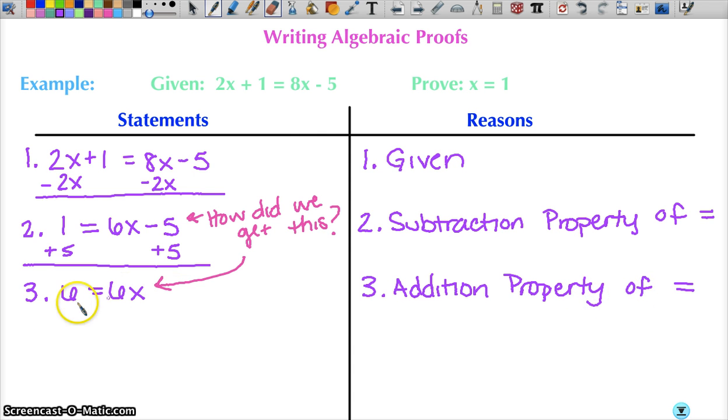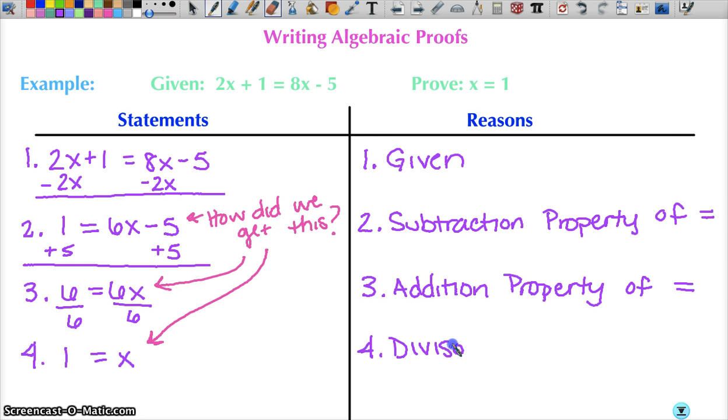All right. Now our next step would be to get x totally by itself. So we would divide by 6 on both sides. So here's step 4, which would give you 1 equals x. All right, so now yet again, how did we get to the 1 equals x? We got there because we divided by 6. So this is your division property of equality.